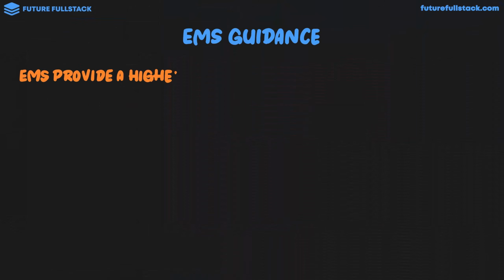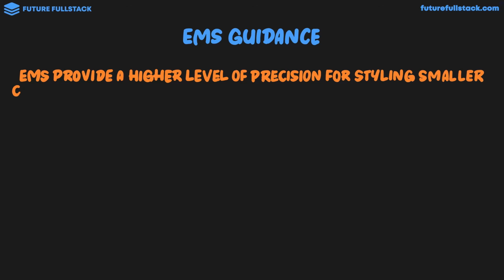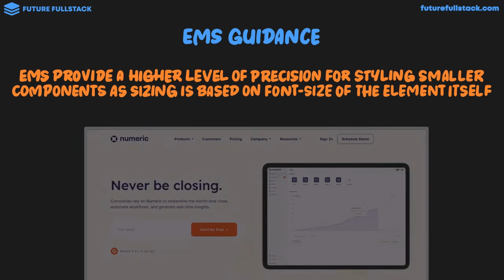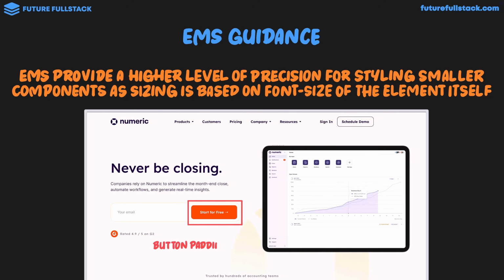Ems provide a higher level of precision for styling smaller components, as sizing is based on the font size of the element itself. So like we just saw, we can have button padding based on the font size of the button itself. Now, ems do provide a lot of precision, but the truth is, using rems will make very little visual difference.